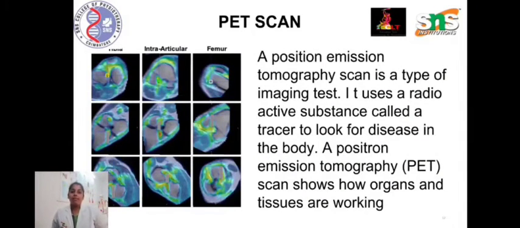PET scan. PET, positron emission tomography scan, is a type of imaging test. It uses a radioactive substance called a tracer to look for disease in the body. A positron emission tomography scan shows how organs or tissues are working in the human body.